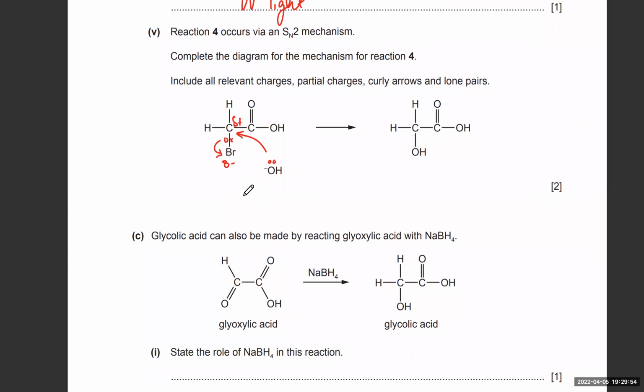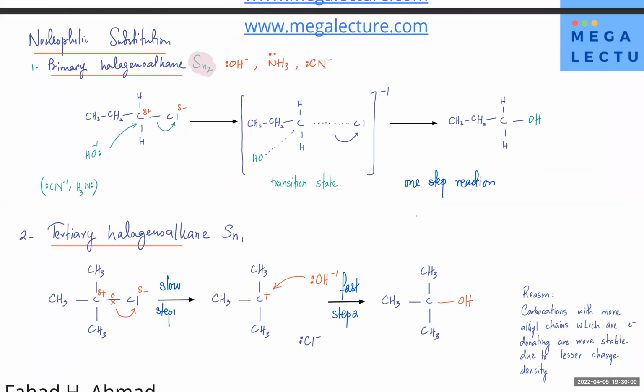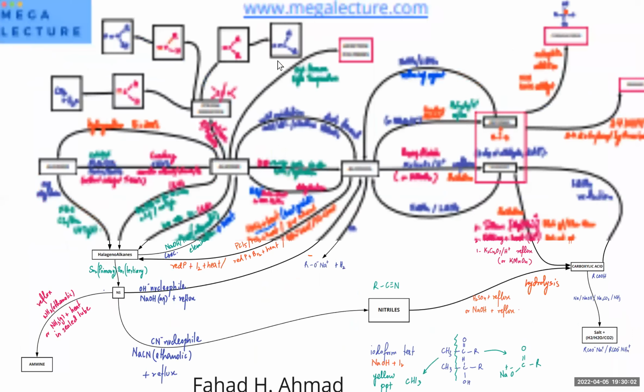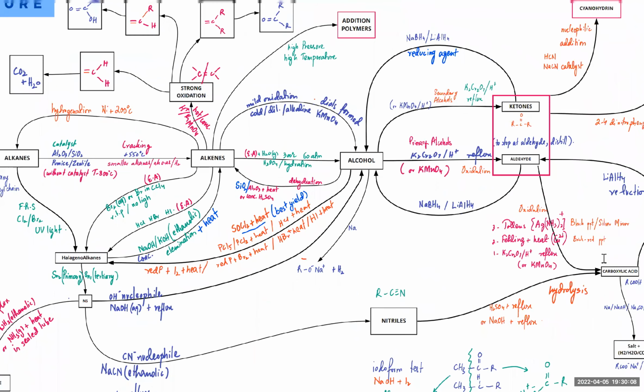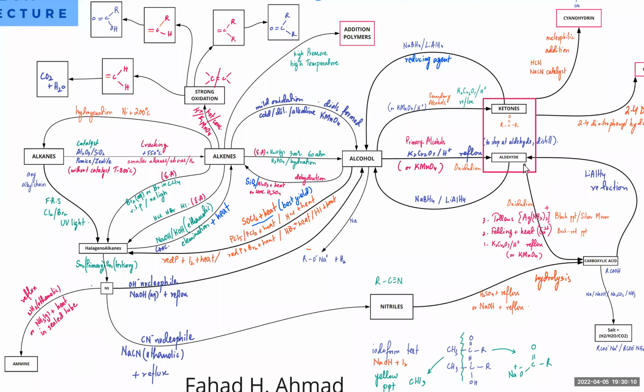The next part says that glycolic acid can also be made by reacting this with NaBH4. Now, NaBH4 is a reducing agent. What happens? The aldehyde turns back into an alcohol. The carboxylic acid, with LiAlH4, turns back into an aldehyde. The ketones also turn back into an alcohol with NaBH4. I mean, the reverse, which is shown over here.